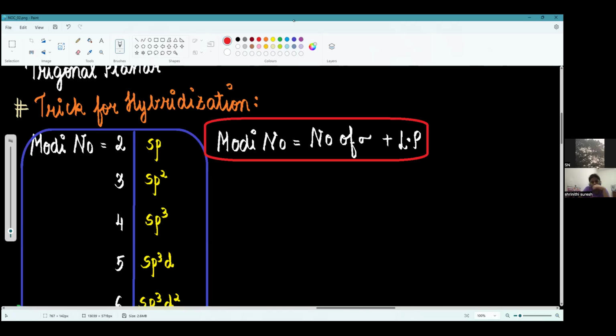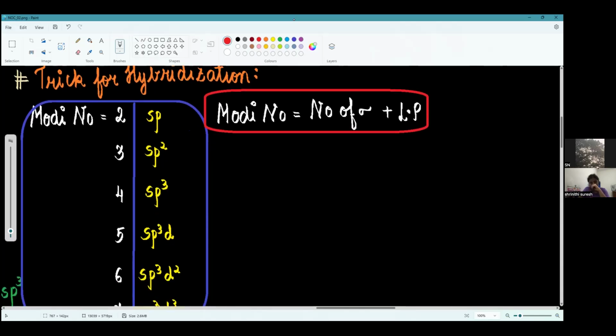If the number of sigma bonds is 2 and the lone pairs are also 2, still it will be Modi number 4. So hybridization will be sp3. Got it? Now, how do you find the number of sigma bonds and lone pairs of electrons for a particular atom?